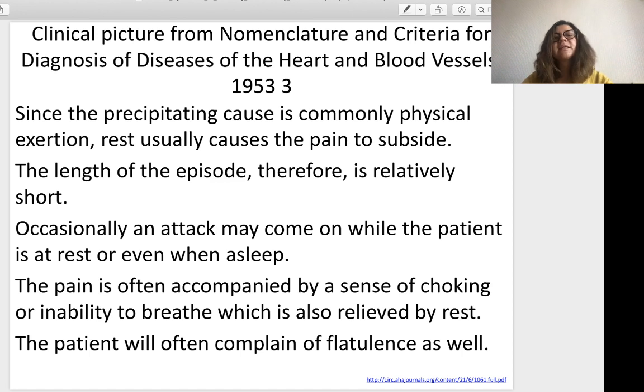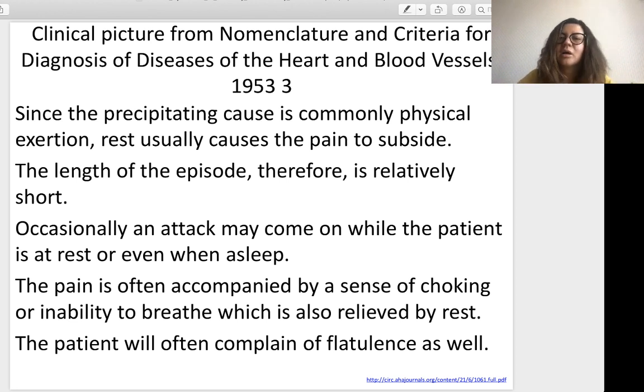Since the precipitating cause is commonly physical exertion, rest usually causes the pain to subside. The length of the episode, therefore, is relatively short. Occasionally, an attack may come on while the patient is at rest or even when asleep. The pain is often accompanied by a sense of choking or inability to breathe, which is also relieved by rest. The patient will often complain of flatulence as well.